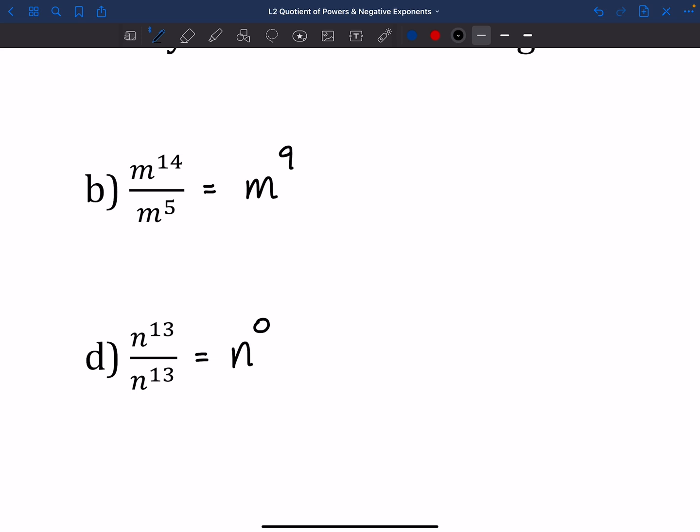But there is a better way to think about something like example D here. If I have the same thing on the top and bottom of a fraction, say I had 3 over 3, that's the same thing as 1. If I had 4y divided by 4y, right?